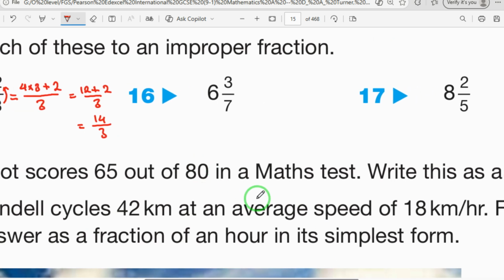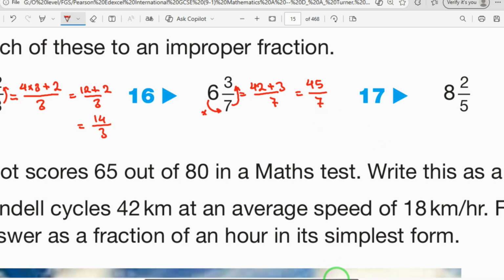We come to question number 16. We write here 6 times 7. We multiply 6 by 7. 6 times 7 is 42, plus the numerator. In the numerator we have 3 over 7. So the answer is 42 plus 3 is 45 over 7. This is the final answer.